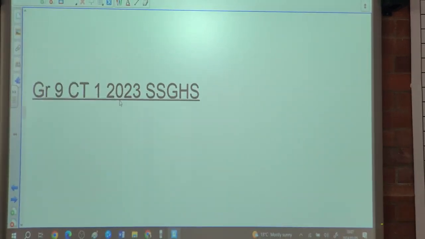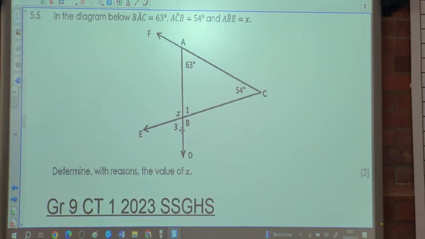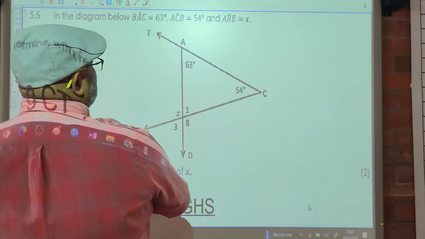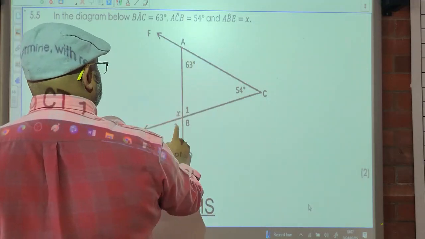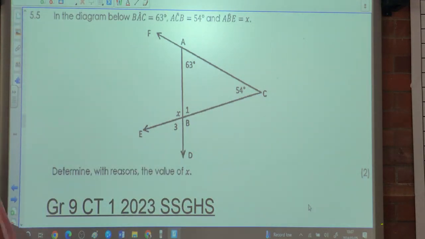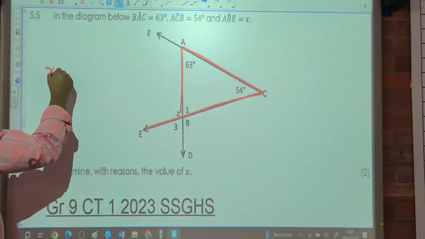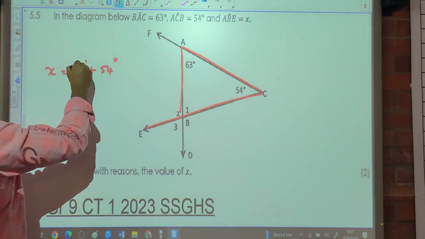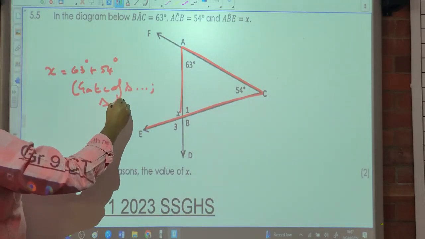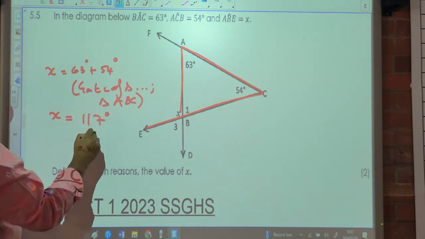Right, so we're now in the next diagram. Here we are told in 5.5, in the diagram below, BAC is 63 degrees, ACB is 54 degrees, and you have an x here. Determine with the reason the size of x. This is simple. Why? Exterior angle of triangle, not so? So x is equal to 63 plus 54, exterior angle of triangle, and it's triangle ABC. So x works out to be 117 degrees.